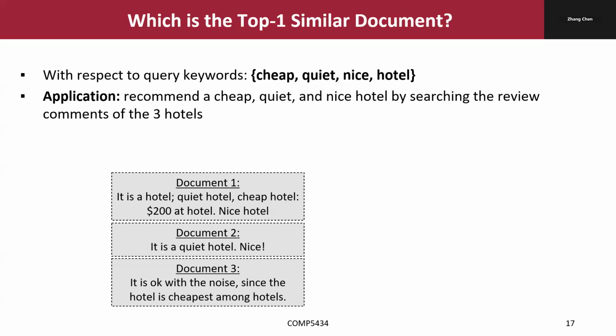Okay. So why do we want to use that kind of example, right? Because in application, the use is very obvious, right? Basically, we can recommend something based on those keywords, right? In our case, it's searching the tables for a quite cheap and nice hotel, right?